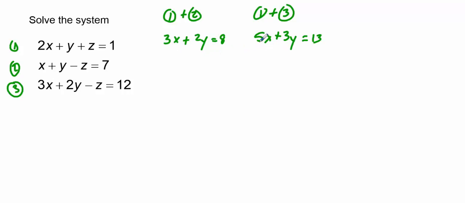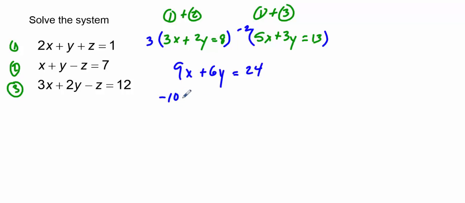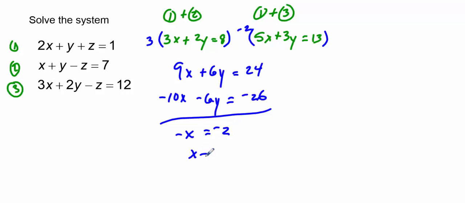I'll notice that neither of these are going to match, so I'm going to have to do a multiplication on either term. So I will multiply this equation by 3 and multiply this equation by -2. This will give me a 9x plus 6y equals 24. And a negative 10x minus 6y is equal to negative 26. Add these up, I get a negative x is equal to -2, so x equals 2.